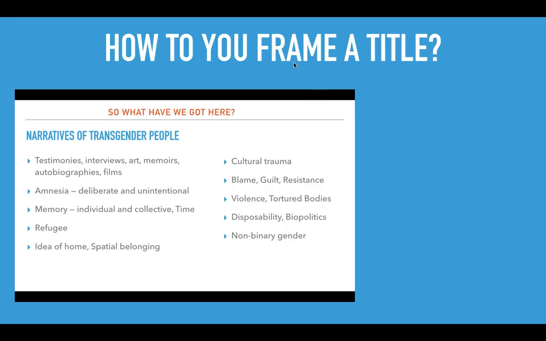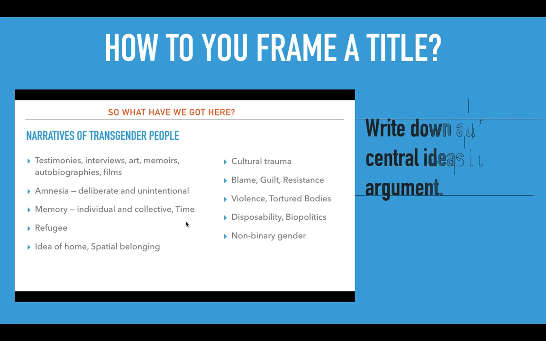Now, how do you frame a title? Remember all the points that you wrote before in your white paper? Take it once again, and more points will be there as you go on reading. More and more points or keywords you would have written. And how do you frame a title? Write down all the central ideas in your argument. Sometimes your argument can be centered on amnesia, memory, trauma, torture, blame, guilt, etc. Sometimes your research topic can be framed on the concepts of refugee, home, violence, displacement, etc.